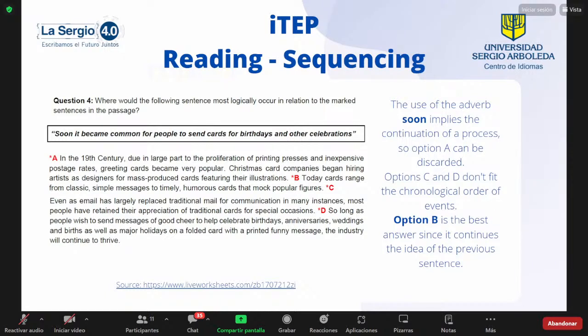Pay attention, eso es otra clave, ¿no? El verbo está en pasado. Entonces está hablando del párrafo 1 al párrafo 2, de lo que hacían antes. Okay?